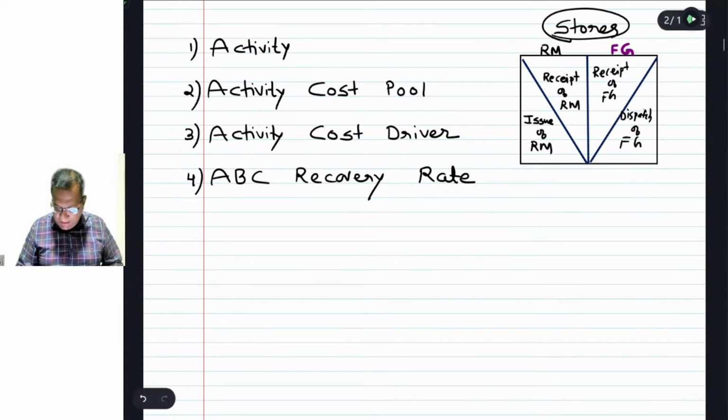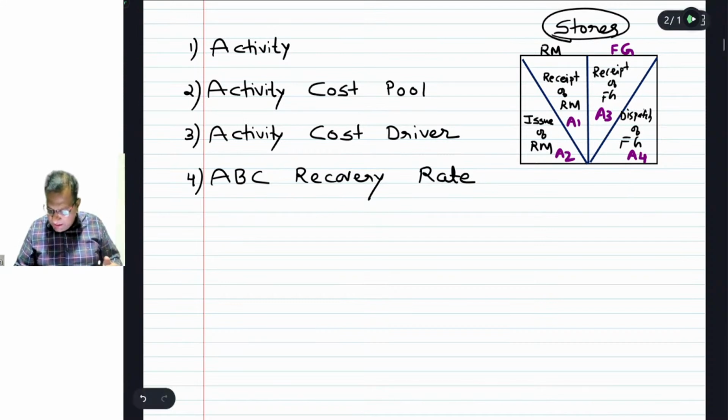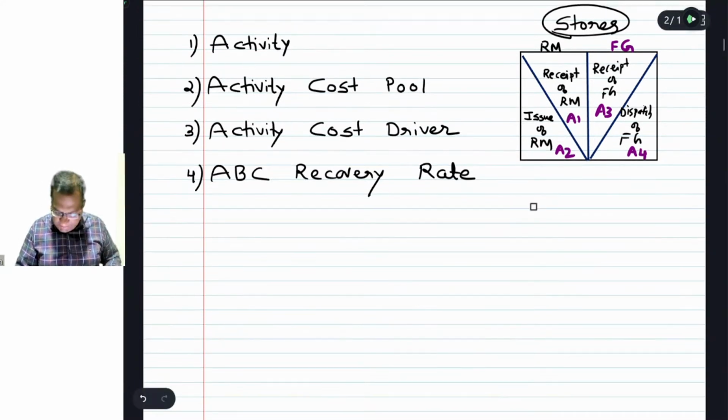So this is activity number 1. This is activity number 2. This is activity number 3. And this is activity number 4. So a smaller group for which a separate recovery rate, overhead recovery rate, is to be found out, so that the overhead can be logically charged to the product, is known as activity. Okay, I will give you another example related to activity.